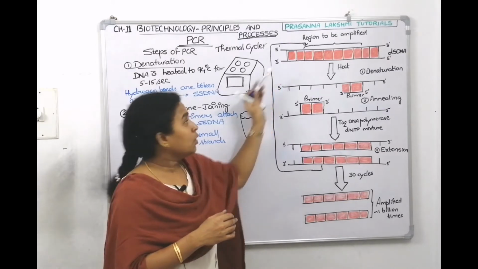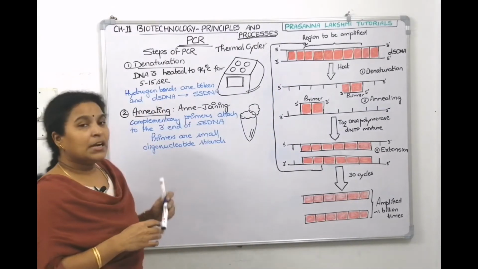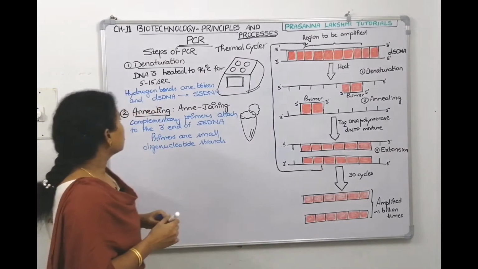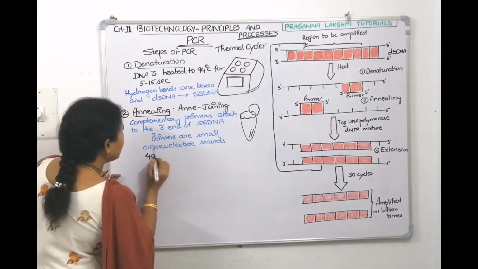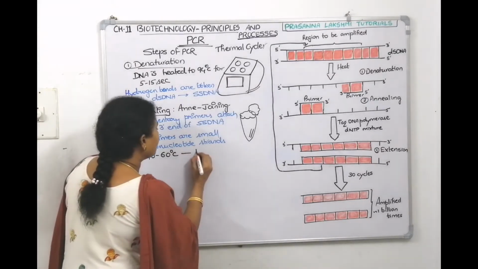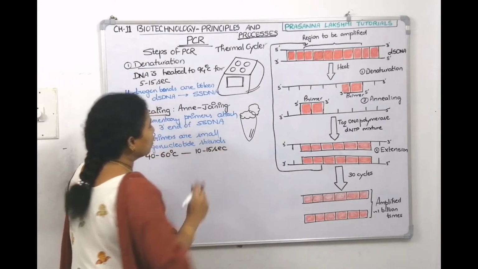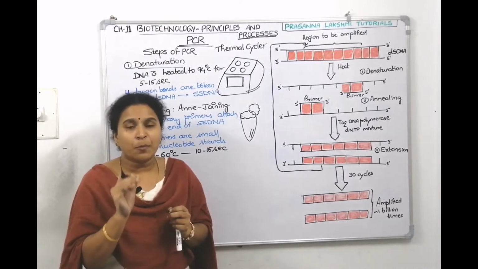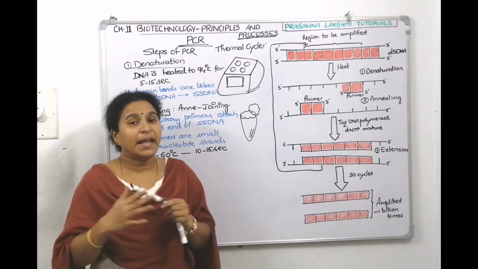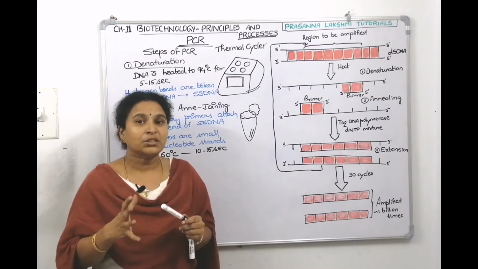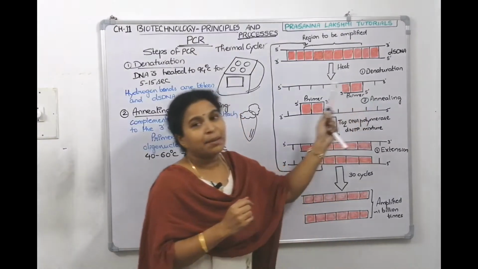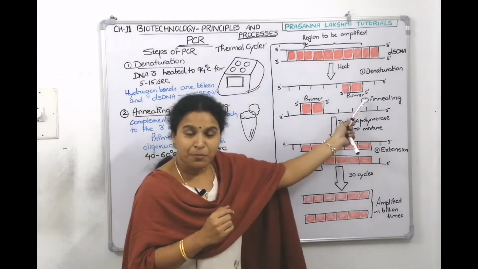For breaking the bond, you heated it to 94 degrees centigrade. Now to anneal it, you are supposed to decrease the temperature, because you have to make the bond here. So annealing temperature is 40 to 60 degrees centigrade for 10 to 15 seconds. When you provide excess primers, as soon as they find the single-stranded DNA molecules, they bind to the 3' end of the template. That is the second step, called annealing.